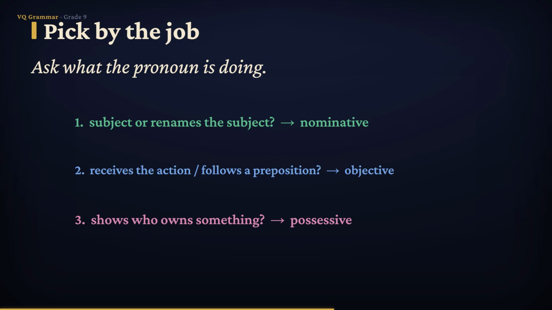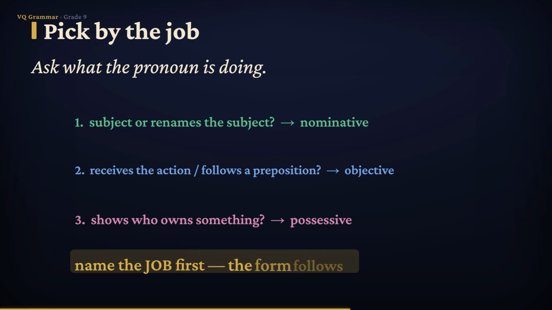Then it's possessive. Here's a handy trick for the trickiest case. When a pronoun is paired with a noun, like between you and me, just drop the noun and say it alone. You'd never say between I, so between you and me is right. Name the job first, and the correct form falls right into place.